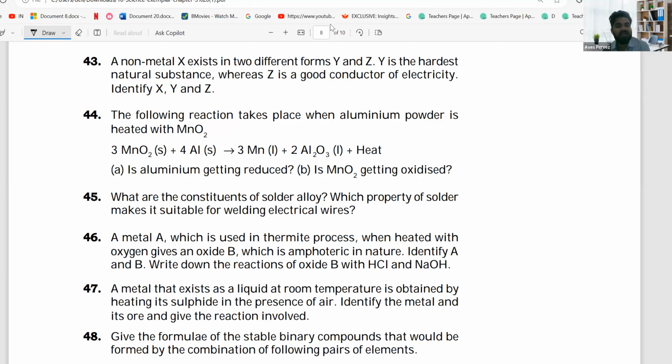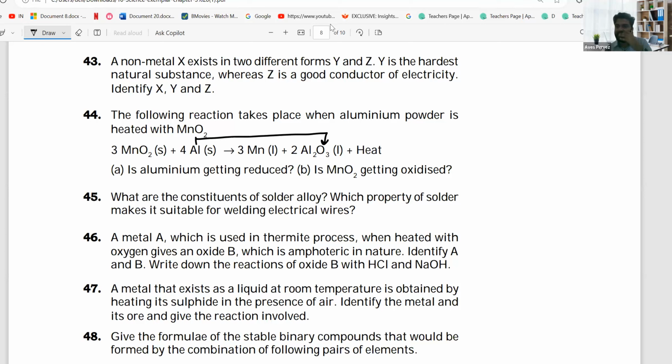Aluminium is getting oxidized, na? Yes. It is known as a thermite reaction, right? No. This is an aluminothermic process. If it were Fe2O3 instead of MnO2, then it would be a thermite reaction. But this is a reduction of MnO2 with the help of aluminium.